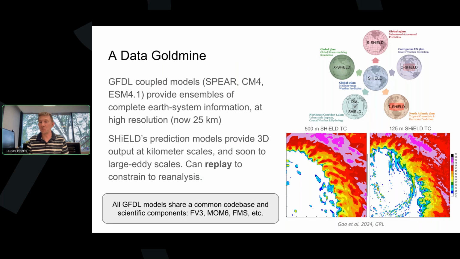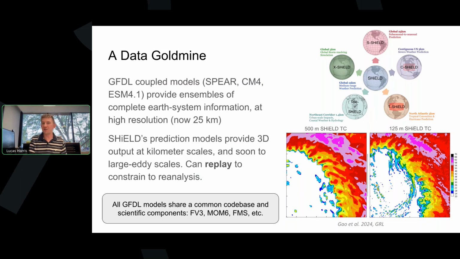And you can run SHIELD in replay mode. You can constrain to the large scale conditions, or you can, again, constrain to the AI's good large scales as well. So there's a lot of data we could produce here that could then be fed to improve your AI emulators.